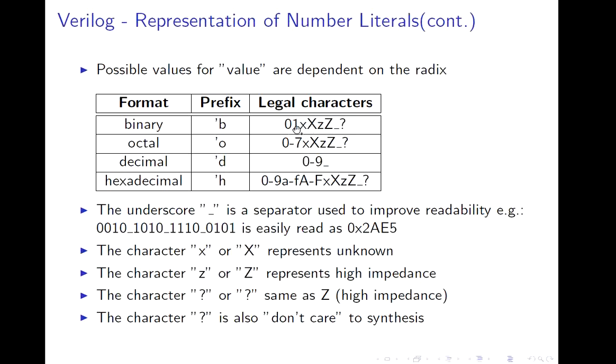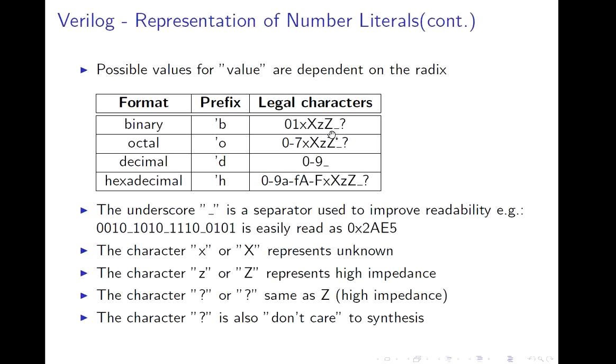X indicates an unknown or a don't care condition. I can use either small letter x or capital letter X; both mean one and the same. And I can use Z also. Z indicates a high impedance of that particular bit. And I can use the underscore. This underscore is basically to increase the readability, nothing more than that.